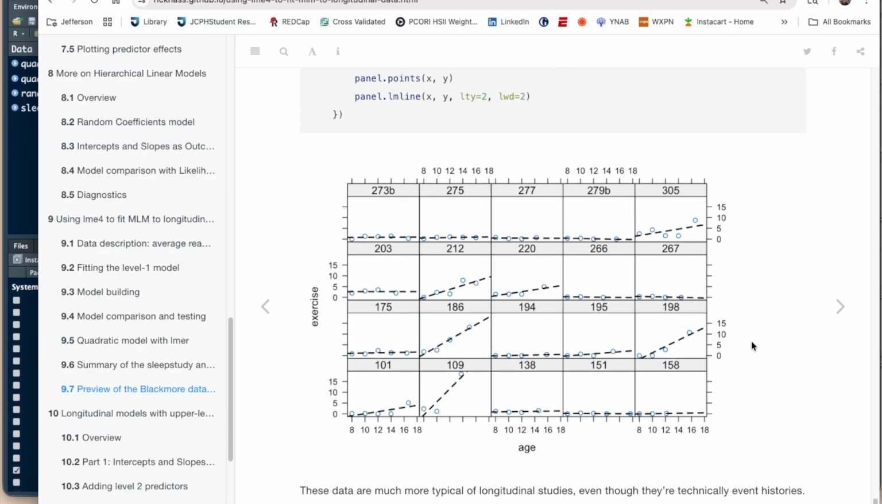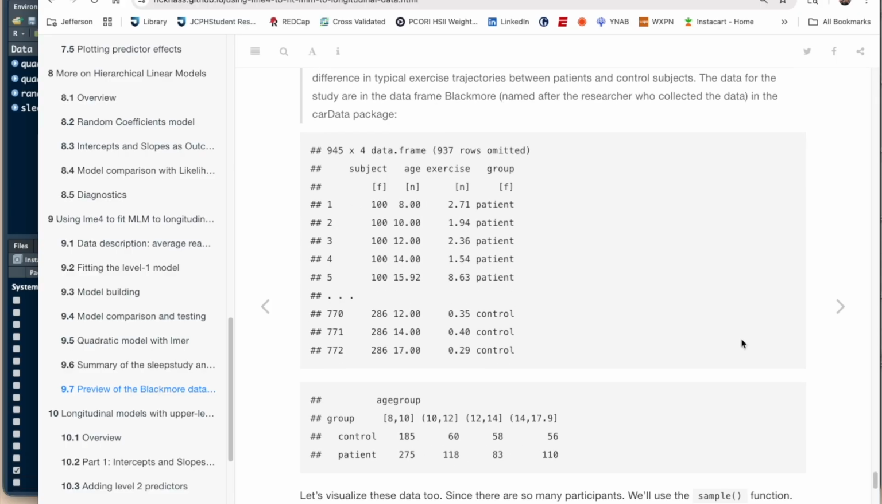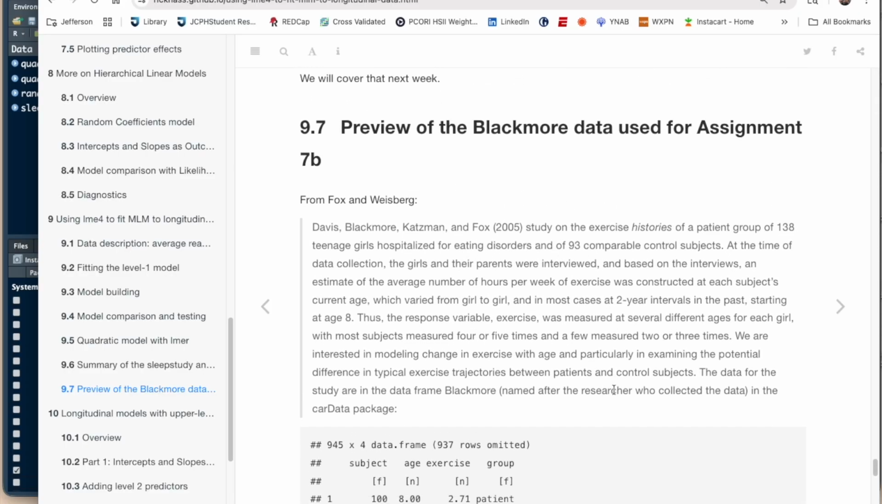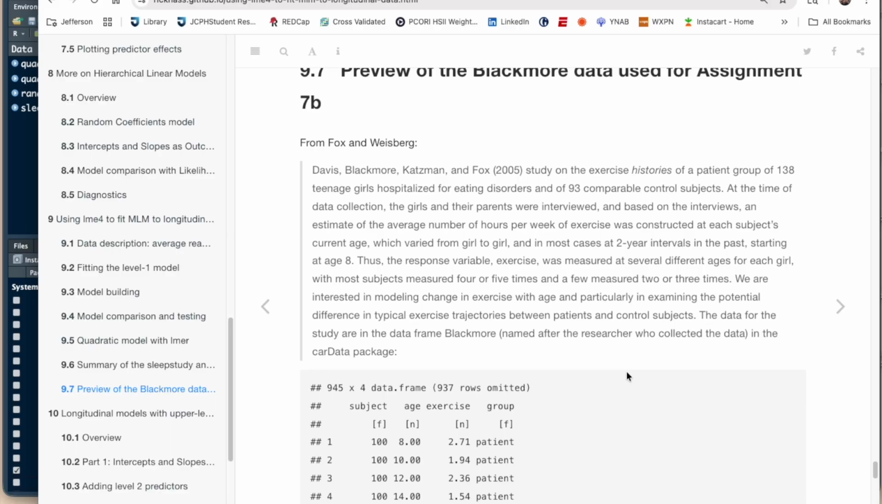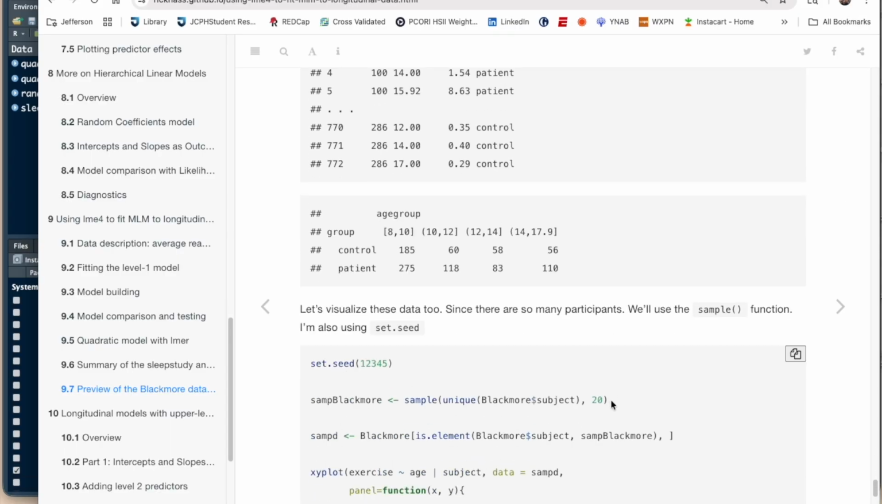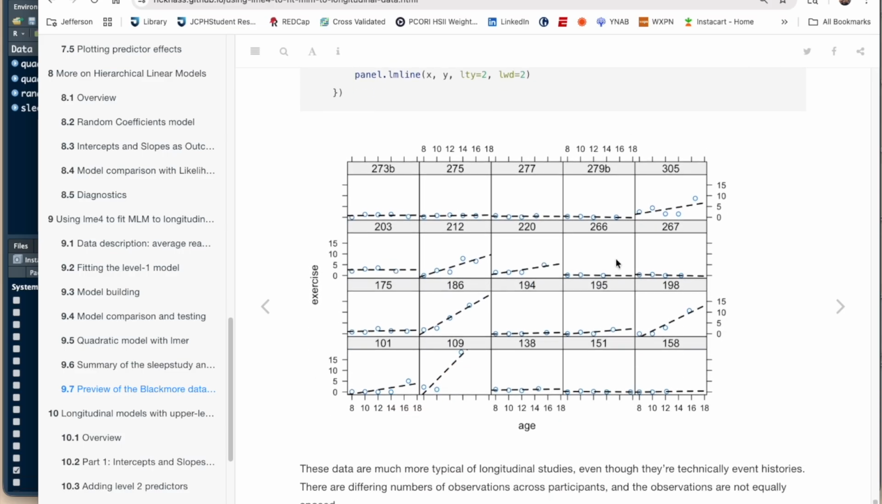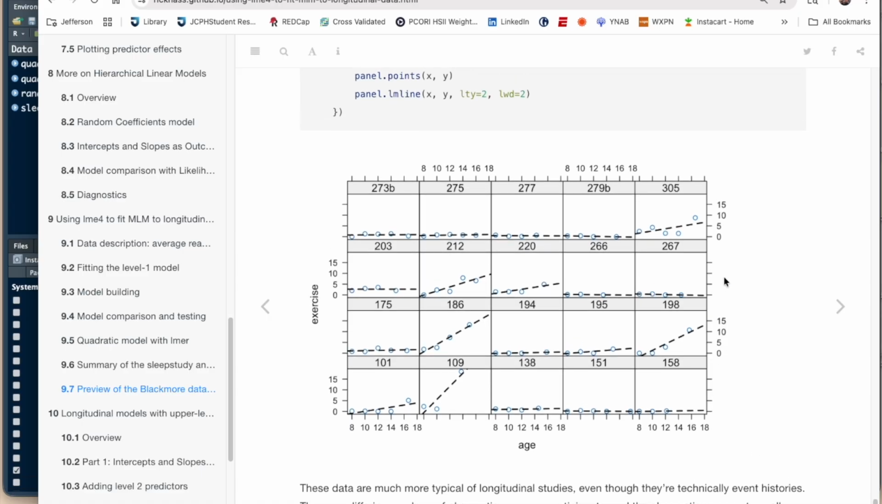There are too many people in this study. If we add together 138 and 93, we've got a lot. Was that about 220, 230 girls? So here I've just sampled 20 of them and plotted the estimated number of hours of exercise per week. What you're going to see is that the girls with eating disorders tended to exercise a lot more. The flat lines tend to be the control group.